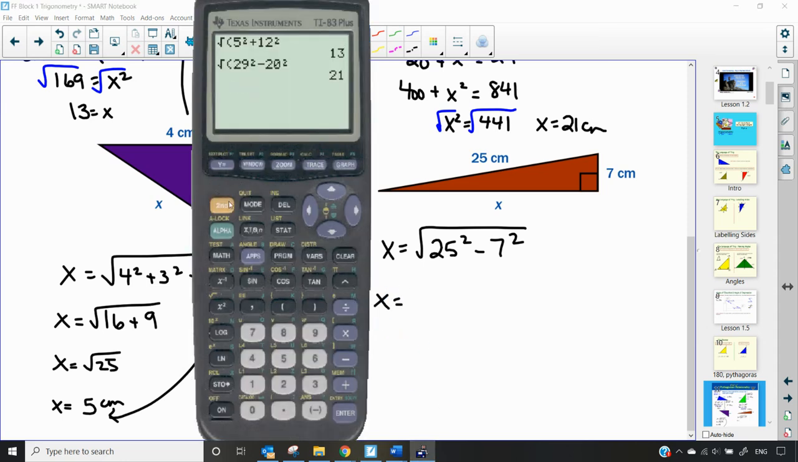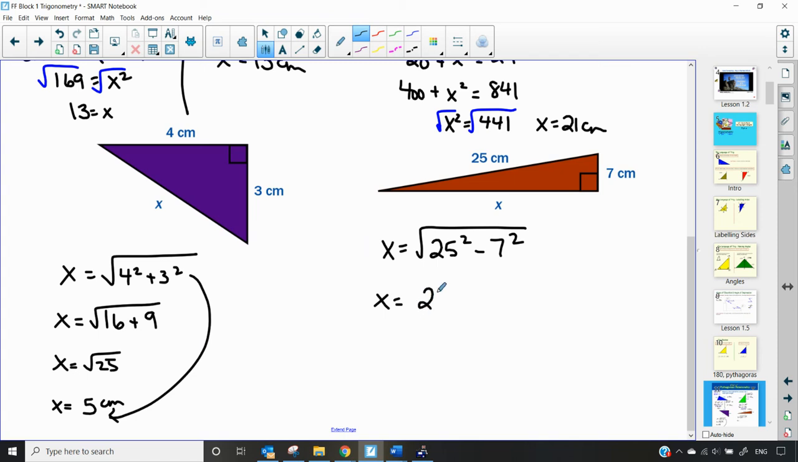The square root of 25 squared minus 7 squared is 24. Now they won't always be nice decimals, but to start off with here, I've kept them all as numbers that have nice decimal answers.